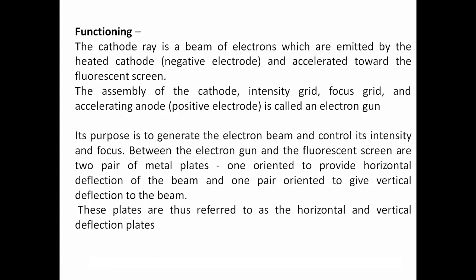By the application of voltage, the cathode produces heat, and due to that heat the electrons are generated. The beam of electrons moves through the intensity grid, focus grid, and accelerating anodes. We can change the intensity and focus of the signal by using knobs provided at the front panel of the CRO. We can change the intensity of the electron beam by varying the intensity grid. Similarly, we can adjust the resolution.